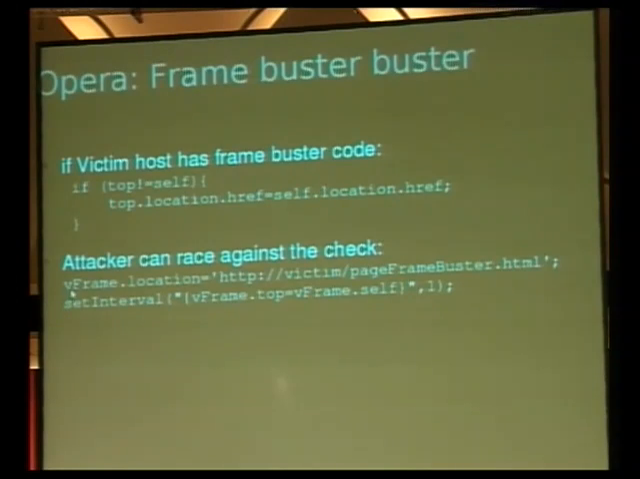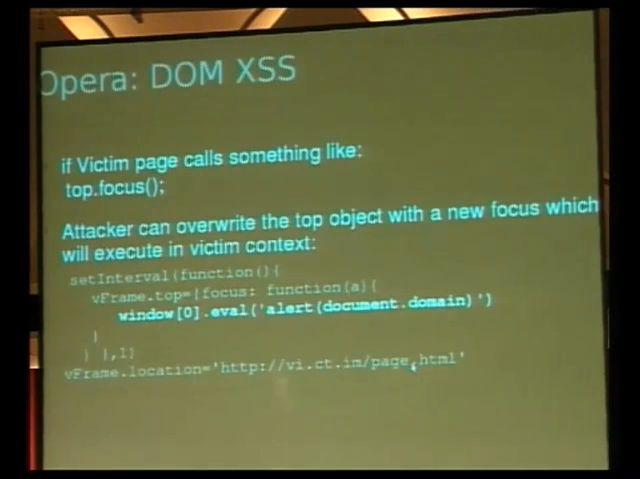But since the top object can be overwritten under Opera, you can just use a race condition in order to set the top reference to the self-reference of the victim window. So this is going to be equal, and it will be bypassed. So welcome back, clickjacking.